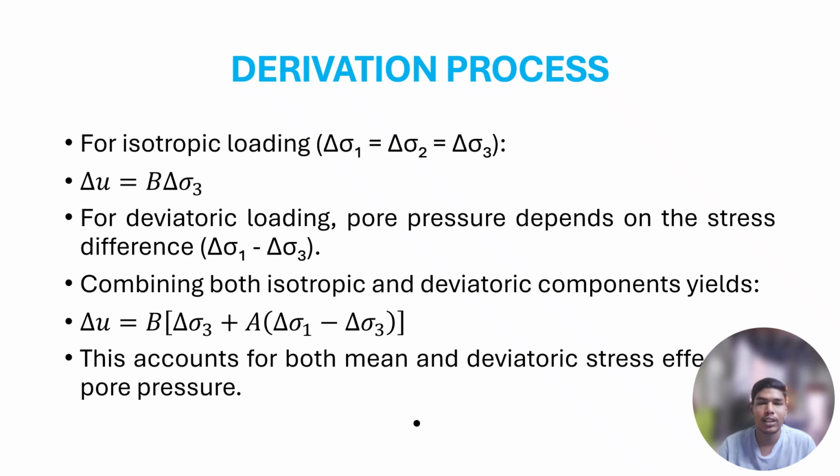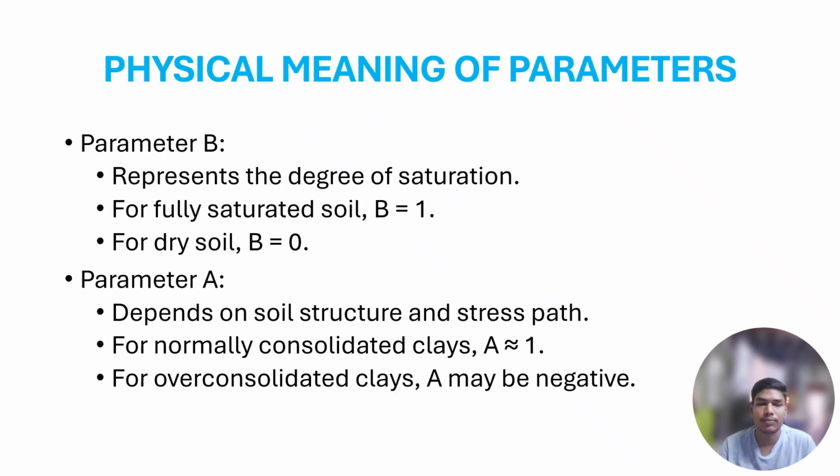For deviatoric loading, pore pressure depends on the stress difference, that is, we determine the pore pressure in the soil from the difference of the stresses, delta sigma 1 minus delta sigma 3. Combining both isotropic and deviatoric components yields delta U is equal to B of delta sigma 3 plus A of delta sigma 1 minus delta sigma 3. This equation accounts for both mean and deviatoric stress effects on pore pressure.